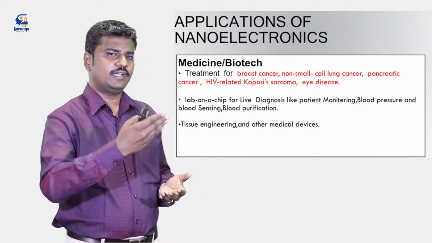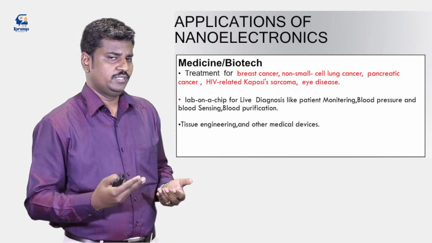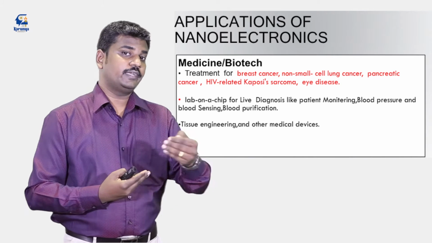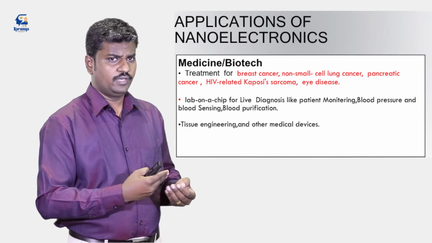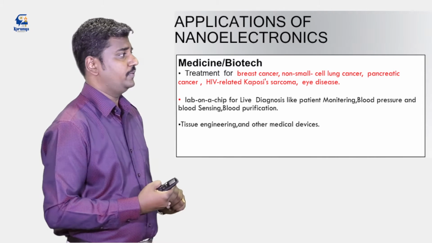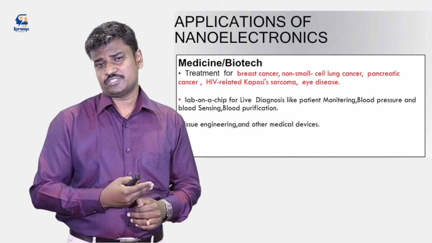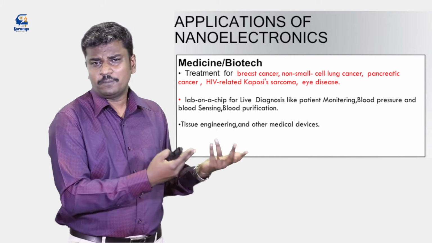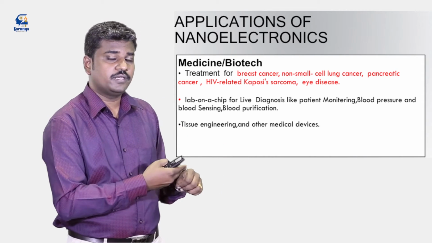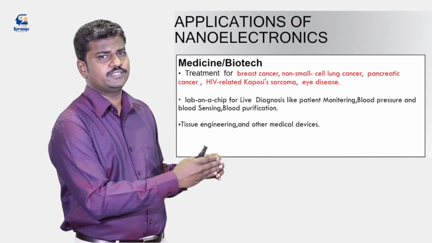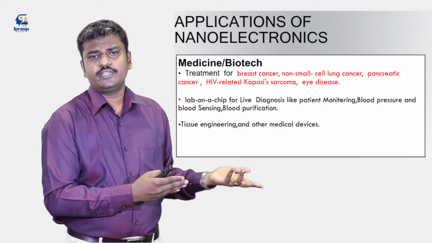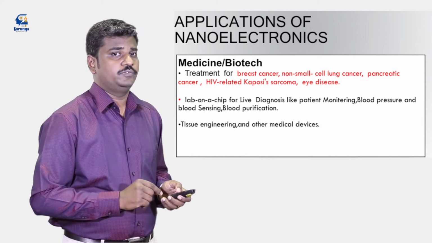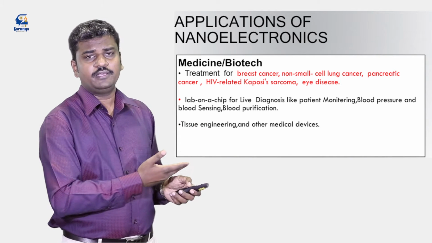You want to detect some cancer cells, so detectors are used. The detectors are made by nanoelectronic devices. That is a detector, that is a sensor, and nanomaterials are involved in it. Then if you want to measure blood pressure, or the pH range of blood vessels, all these things can be measured using sensors. Tissue engineering is one of the areas where nanoelectronic devices play a role. This is for your medical applications.